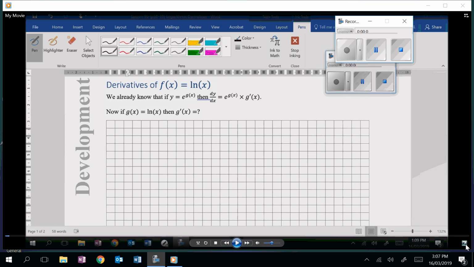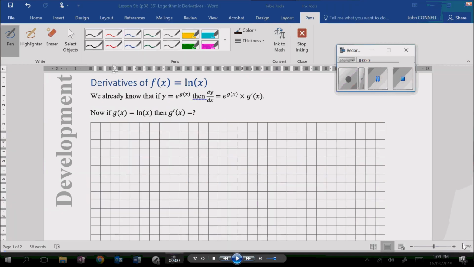Hi everybody, today we're thinking about what the derivative of ln of x is. So if we define g of x to be ln of x, then what would g dash of x be? We're going to start by giving ourselves a new function, f of x equals e to the power of g of x, which is e to the power of ln of x, which is just x.